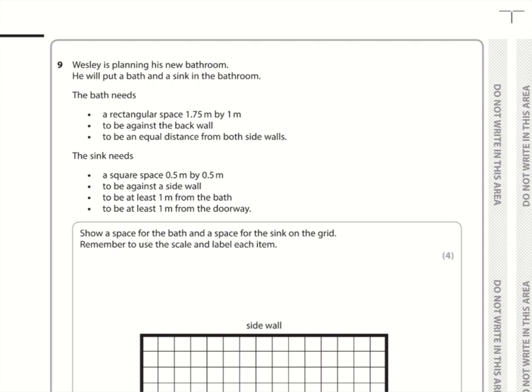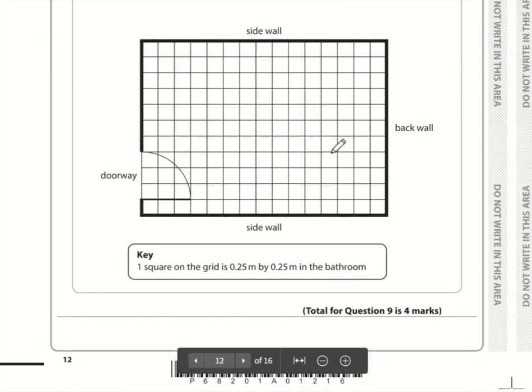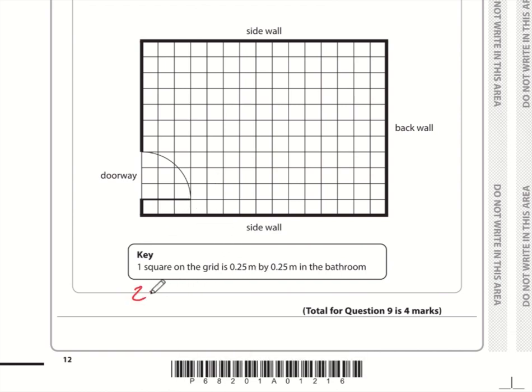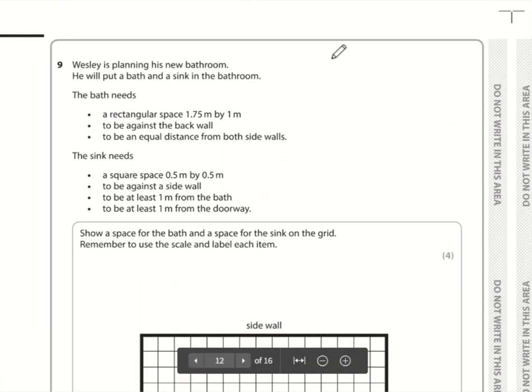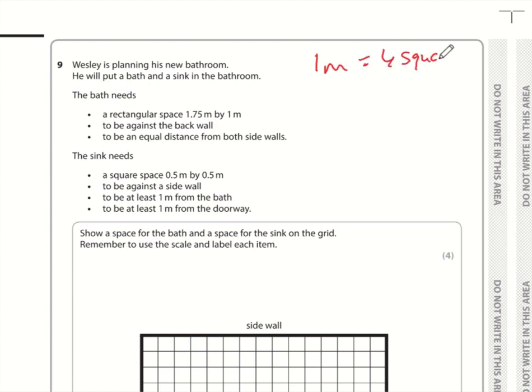Okay, so let's take a look at question number 9. So the first thing I'm going to do is just take a look at the scale. So we know that 1 square is 0.25 meters, so therefore 2 squares is 0.5, and most importantly of all, 4 squares is 1 meter. So 1, 2, 3, 4 squares, that would be 1 meter. Okay, so if 1 meter is 4 squares, let's just translate all these measurements into numbers of squares. So 1 meter, that is 4 squares. 1.75, that is 1 3/4. So that is 4 plus 3/4 of 4, which is 3.